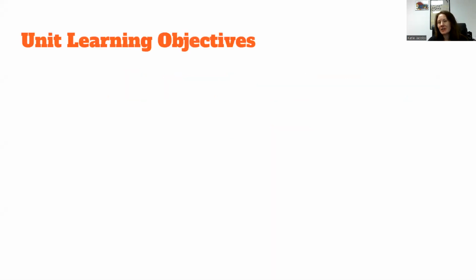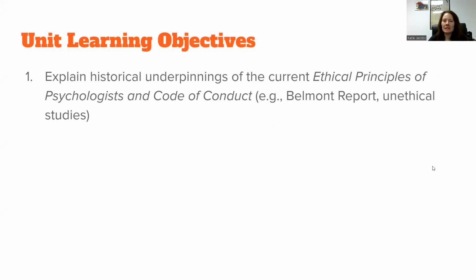There are a few things that I want you to be able to do by the end of this unit. I want you to be able to explain the historical underpinnings of the current ethical principles of psychologists and code of conduct, aka the APA ethics code. This could include things like the Belmont report.